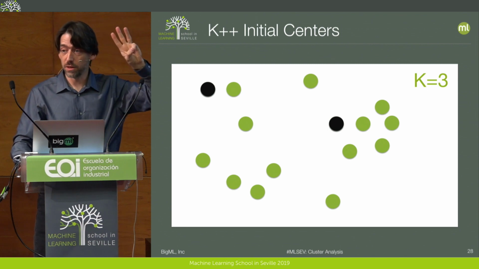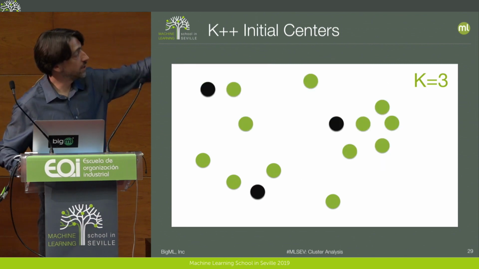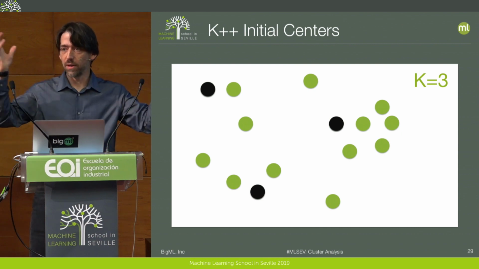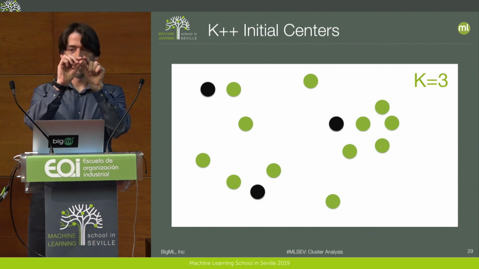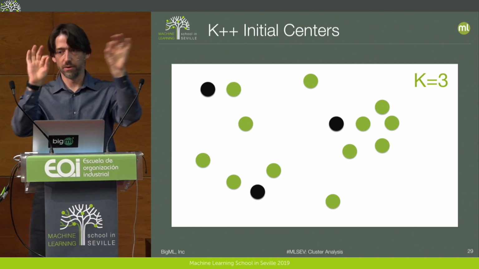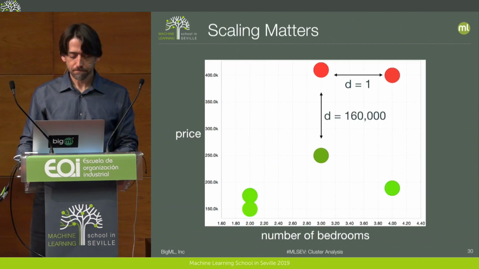We're still looking for 3, so we need one more. So we do it again. Those are low probability choices, and so maybe we end up with one down there, and those are our 3 starting points. That's just a clever way to make sure you don't get weird outliers, and you don't pick your 3 starting points all right next to each other, so the algorithm takes forever to converge because they're wandering around and eventually moving. Scaling matters a lot.